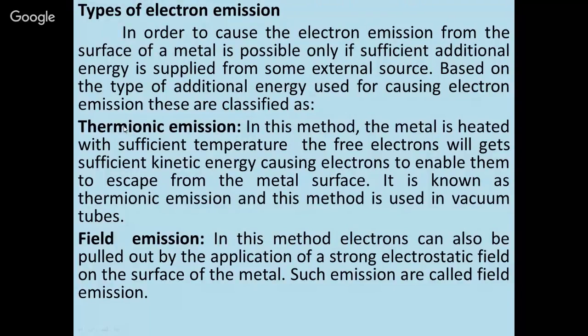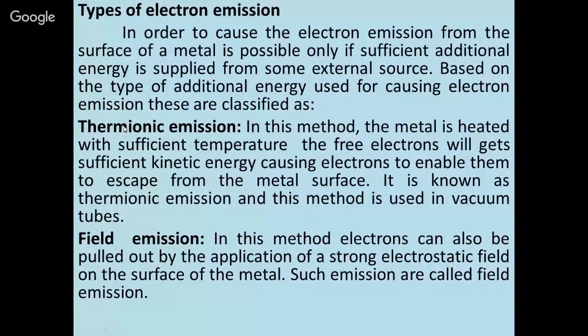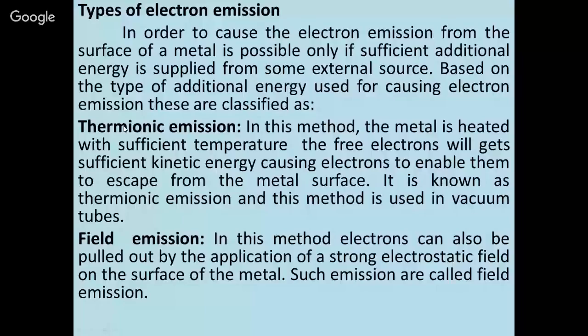Such emission is called thermionic emission. And the second type is field emission. In this method, electrons can also be pulled out by the application of a strong electrostatic field. So by applying a larger voltage across these two, we can emit electrons from the surface of the metal. Such emission is called field emission. Due to temperature, if the emission takes place, that is called thermionic emission. Due to the application of a field, if the emission takes place, that is called field emission.